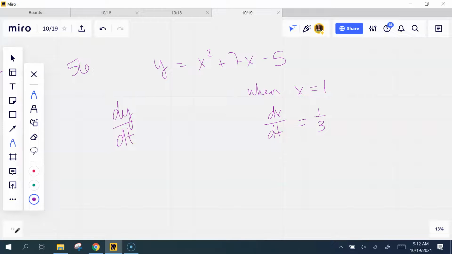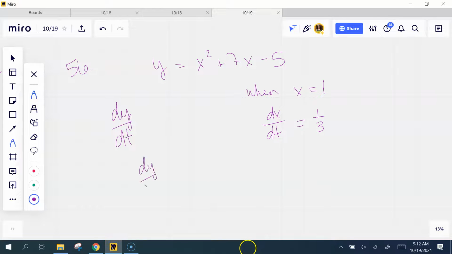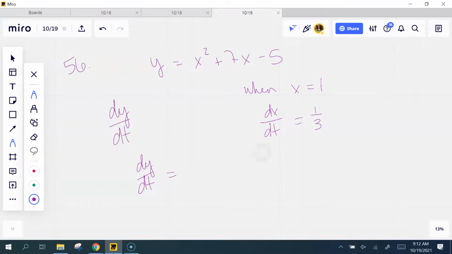So here's what I'm going to do. To find dy dt, I'm going to do the derivative of this, but then instead of following it with dx afterwards and it just being 1, I'm going to follow it with dx dt, because I want the derivative of x with respect to t.